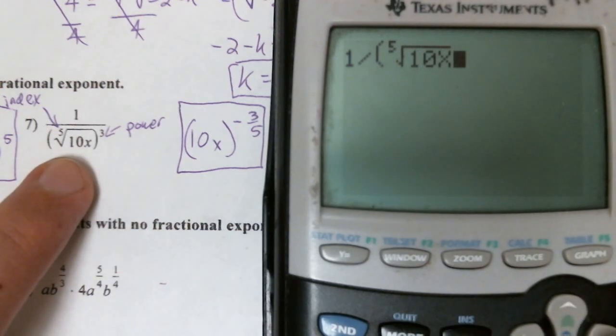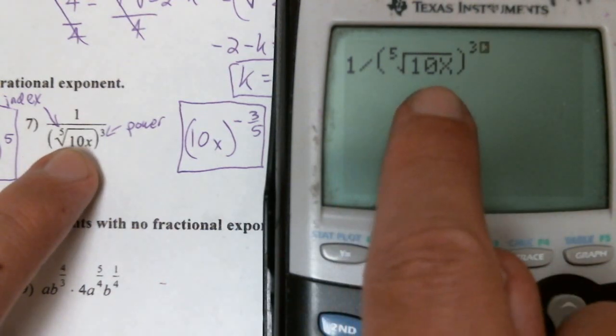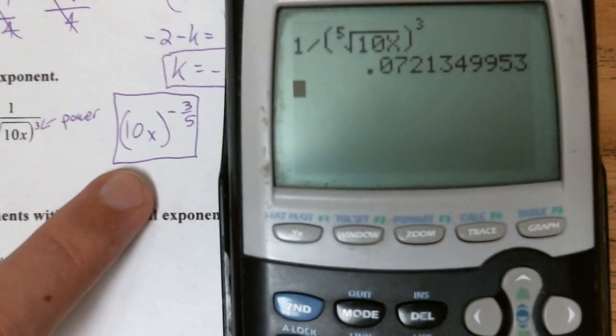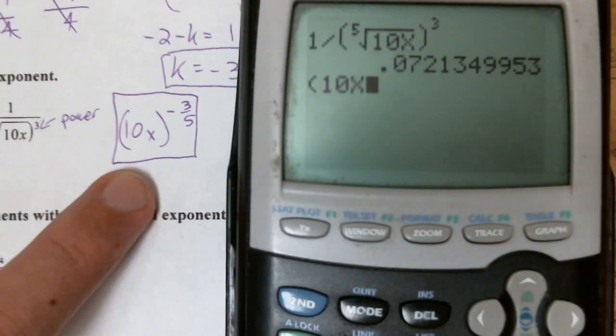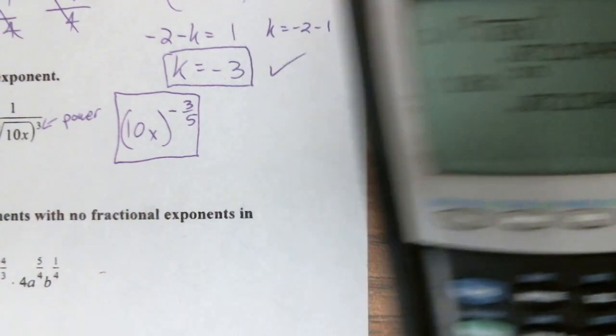Okay, get outside the radical, close your parentheses, and raise that to the third power. That's the same thing as 1 over the fifth root of 10x raised to the third. Get some number, fine. We think that's the same thing as parentheses 10x, close the parentheses, raised to the negative 3/5. And they match. Okay, so just showing you guys how you can check these.